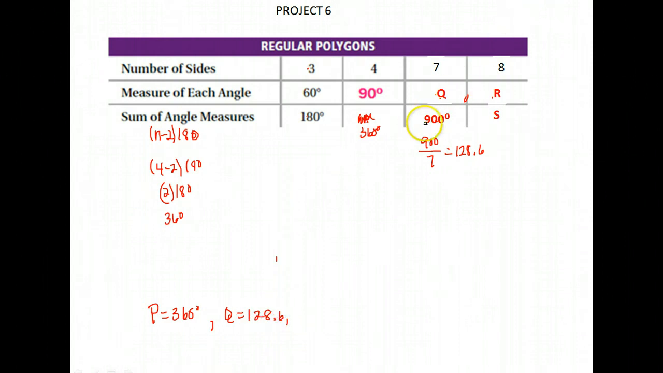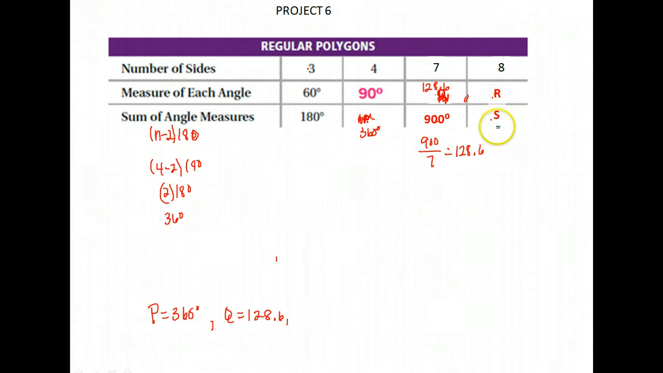When I took my total of 900 divided by 7, because there were 7 sides, and the one you're working on, you're going to do 5 and 6 sides, but you do it in a similar way, just with 5 and 6 instead. Okay, the 8-sided figure, we're missing both the sum and the measure of each angle.